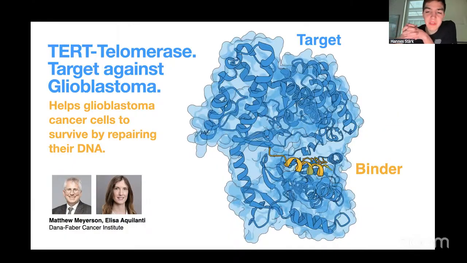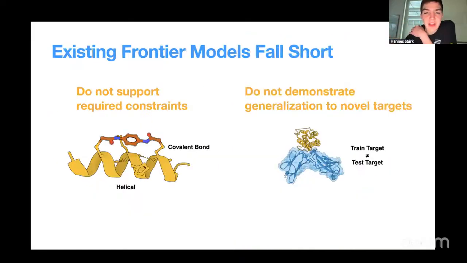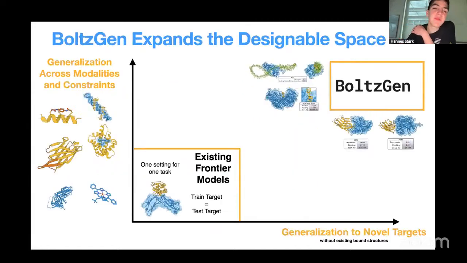Now what we want to do is to design this binder here in yellow that will then displace the DNA and then prevent the repair of the DNA and thus prevent the survival of the cancer cells. If we wanted to do this, maybe you already know some existing models for this binder design task, but they would fall short here in that, first, they do not generalize to novel targets in the sense of the telomerase here, where we do not already have an existing protein that is bound to this target protein. And second, they do not support the constraints that our collaborators want to impose on the designs here. And now this is what we want to do with BoltzGen.